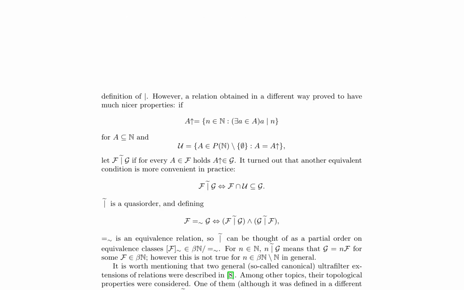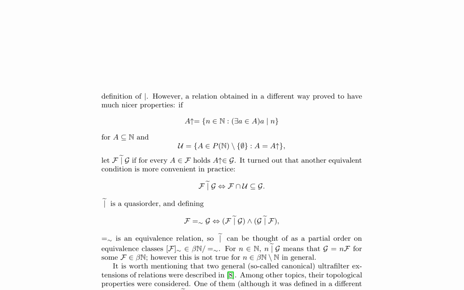The research paper explores the concept of a partial order on equivalence classes in the context of number theory and ultrafilter extensions. It introduces the definition of a relation, ≤~, which is a partial order obtained through an equivalence relation. This order is defined as F ≤~ G if for every A element of F, the upward closure of A is an element of G, where the upward closure of A is the set of n in N such that there is a in A with a dividing n.